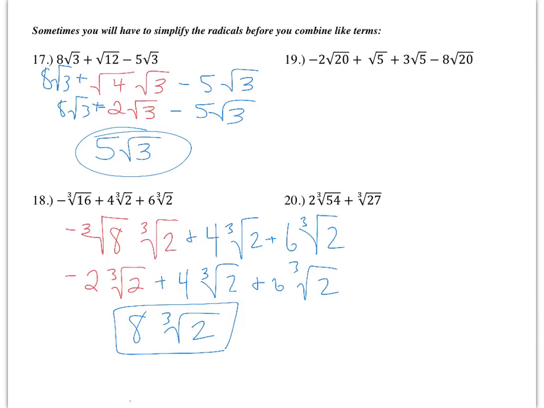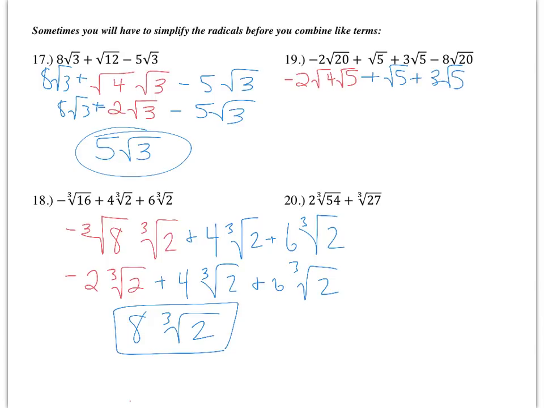Okay, so in number 19, the first thing we should notice is that radical 20 can be simplified. What perfect square is inside of radical 20? There's a square root of 4 inside of that. Let's go ahead and simplify those. So we're going to change this to radical 4 and radical 5. And then I'm just going to copy the next two terms down. So plus radical 5 plus 3 radical 5.